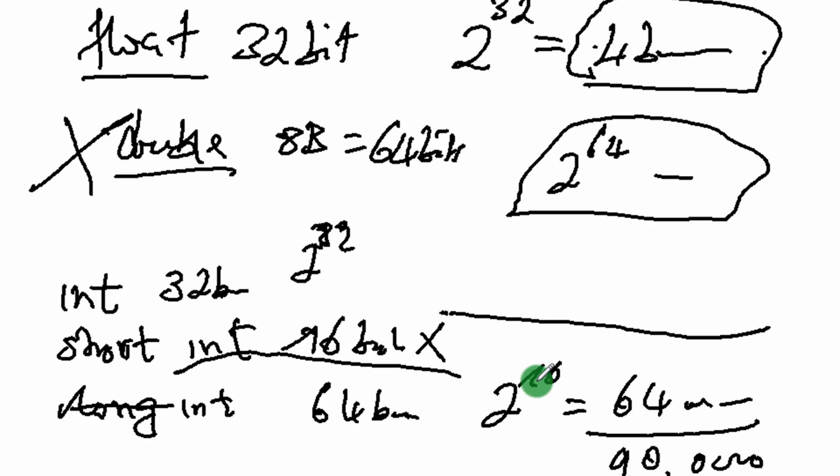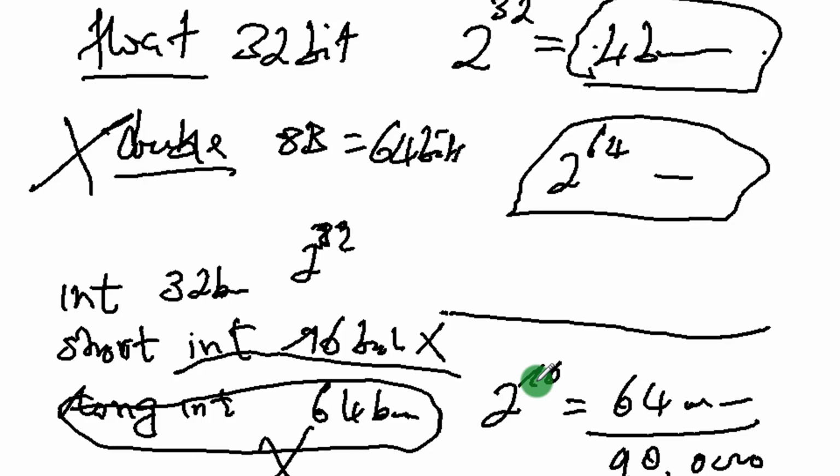Good. But long int is very, very large. The range of numbers here is very large. So that's why generally we don't really use it. We just use int. Good. So understanding things like that is very, very important.